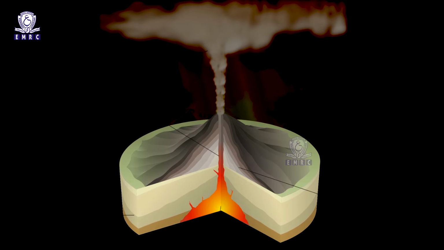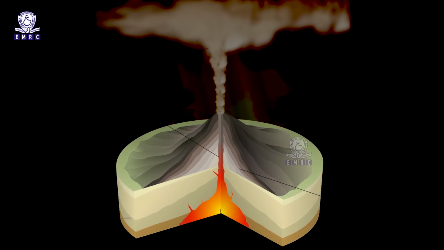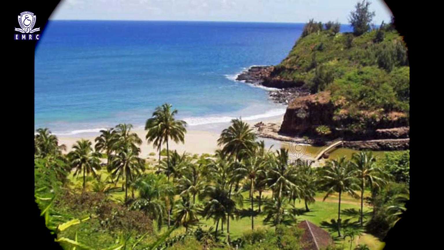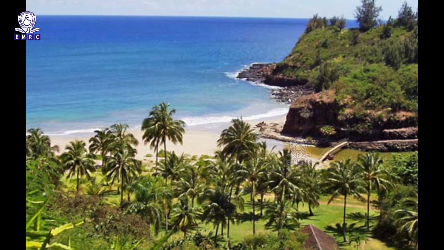Placid type. In the placid type of volcanic eruption, the magma rises to the surface quietly without any explosion. Sometimes it is also called the effusive type of eruption. This happens generally when the magma does not contain a large amount of gases. The volcanoes of the Hawaii Islands belong to this type.